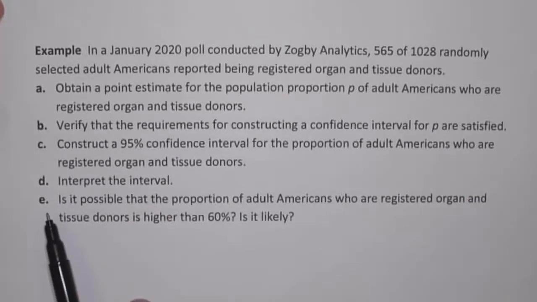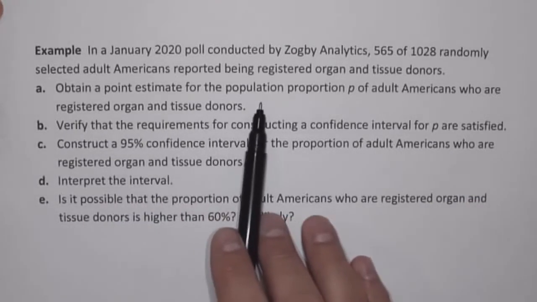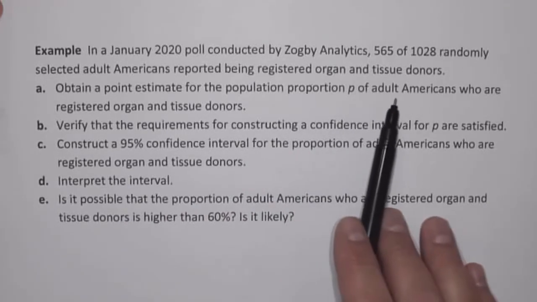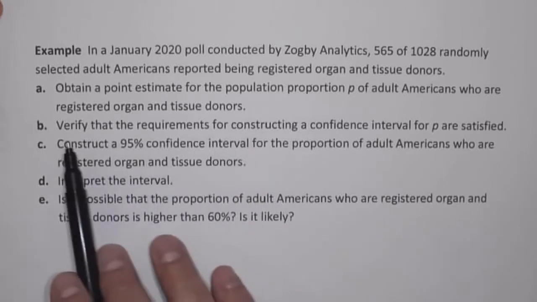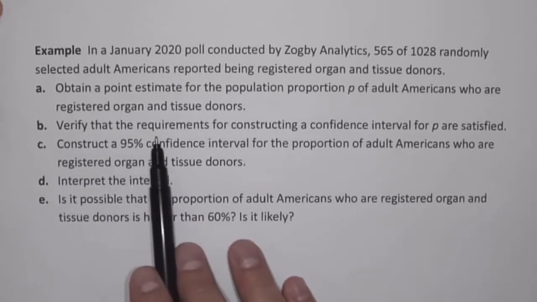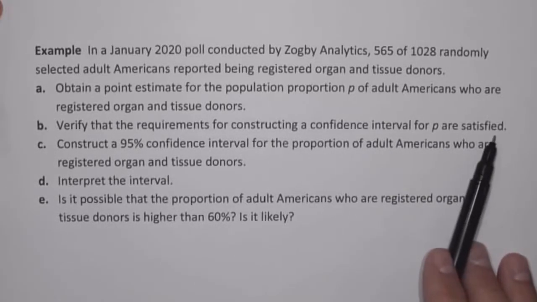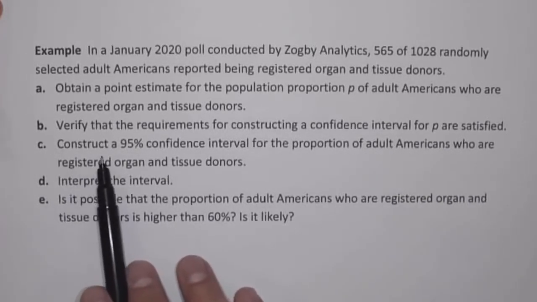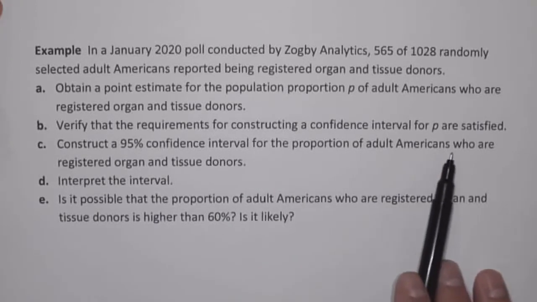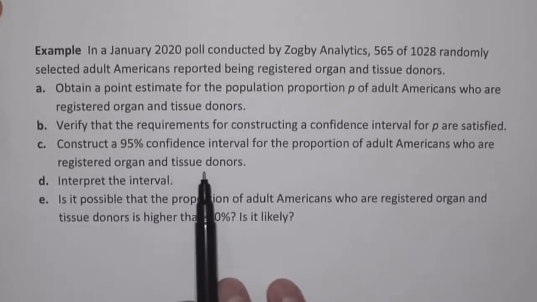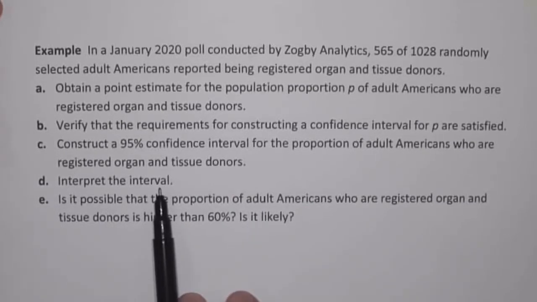So we have 5 parts. In Part A, we want to obtain a point estimate for the population proportion P of adult Americans who are registered organ and tissue donors. B, we want to verify that the requirements for constructing a confidence interval for P are satisfied. C, we want to construct a 95% confidence interval for the proportion of adult Americans who are registered organ and tissue donors. D, we want to interpret the interval.